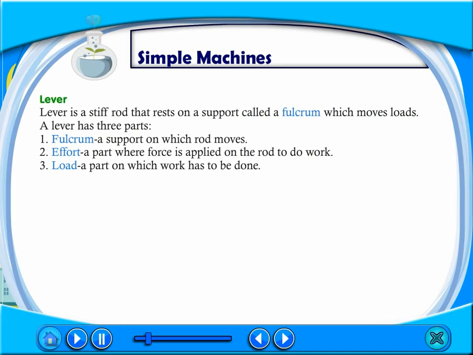Lever. A lever is a stiff rod that rests on a support called a fulcrum, which moves loads. A lever has 3 parts: fulcrum, a support on which the rod moves; effort, a part where force is applied on the rod to do work; load, a part on which work has to be done.